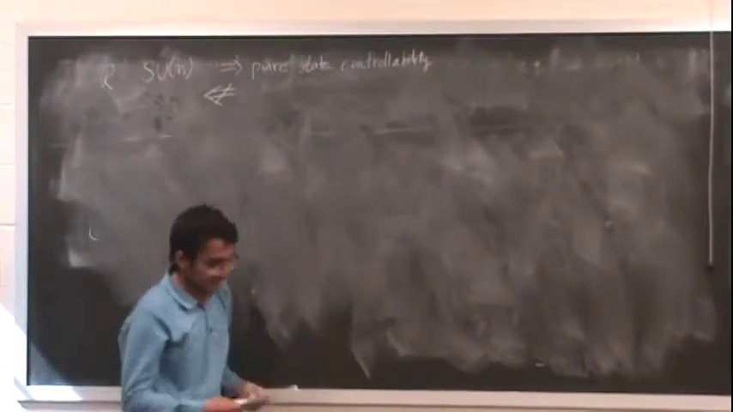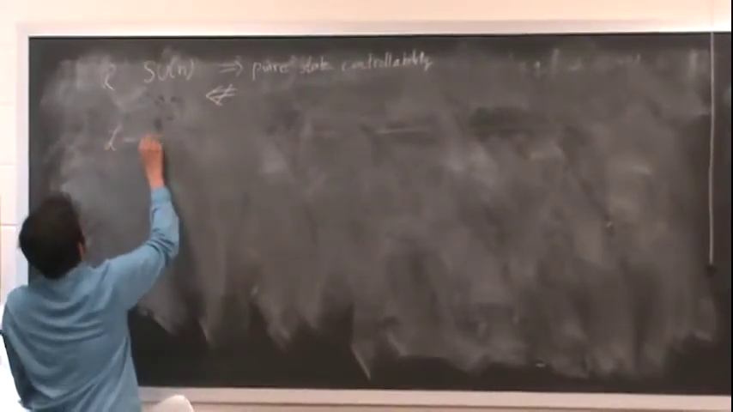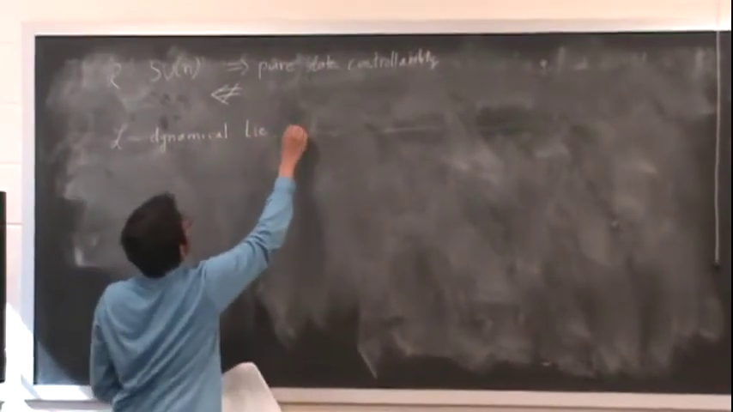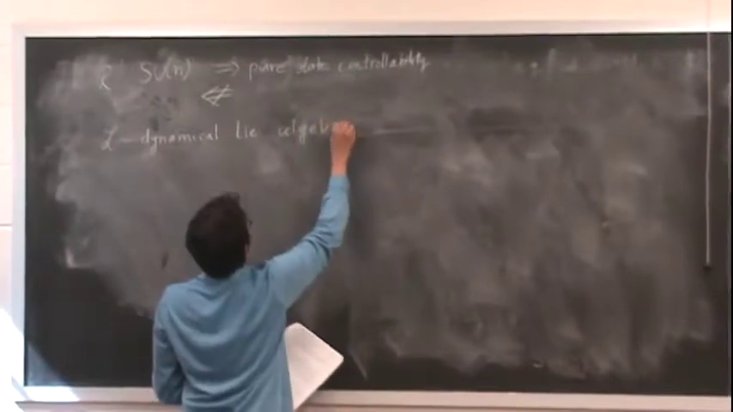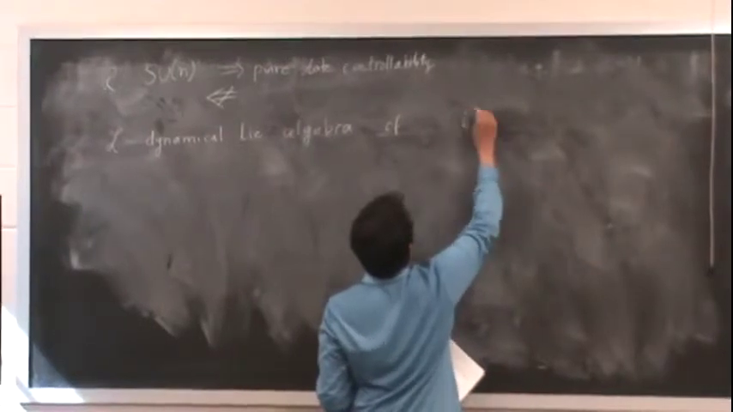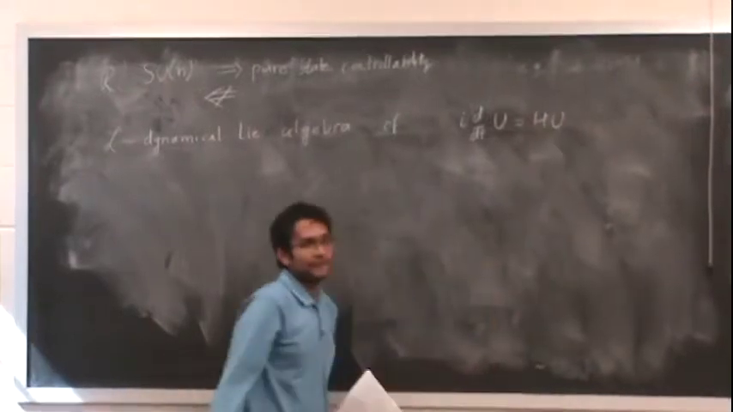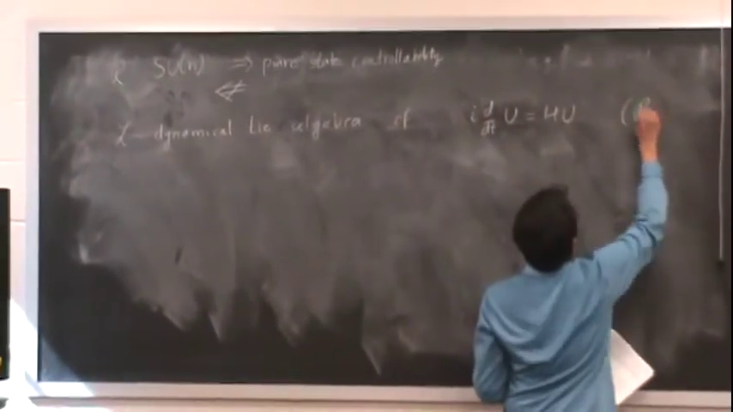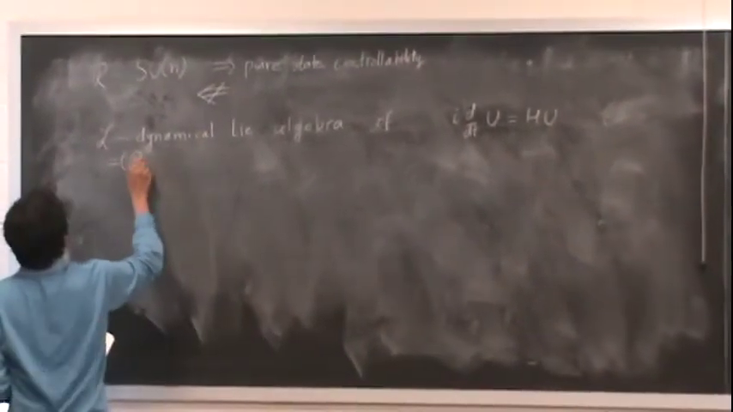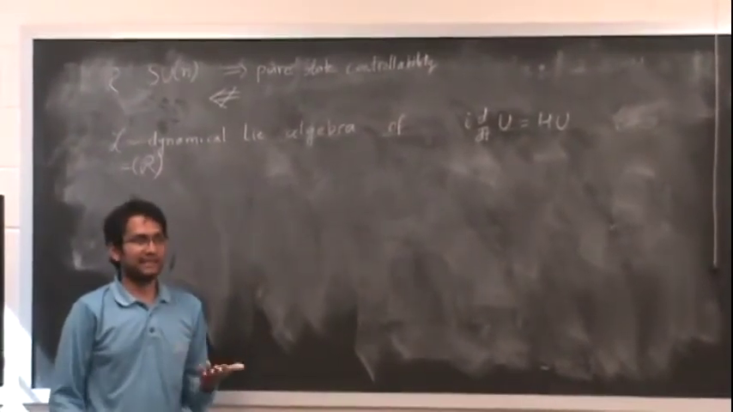Another thing, I'm going to switch notations a bit and use the term L to call the dynamical Lie algebra of the Schrodinger equation. So in this case we have i d/dt U = H U. You could think of this as the new definition of what we call R. I'm doing this because we are talking about a Lie algebra and we want to talk about generating groups and subgroups.